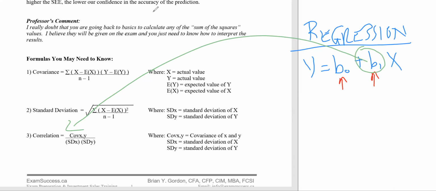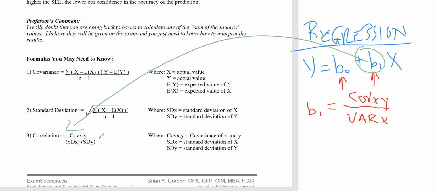Well, here it is exactly, because if you wanted to calculate and estimate this slope coefficient, it is the covariance of x and y divided by the variance of x. So that's going to look something like this. That's going to be the covariance of x and y over the variance of x. And remember, variance is equal to the standard deviation squared. Okay, it's not exactly this formula, but it kind of looks like it.